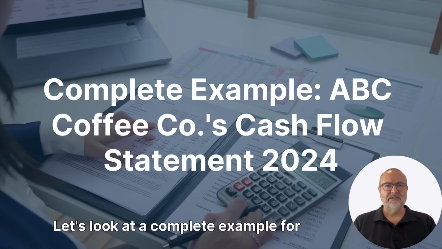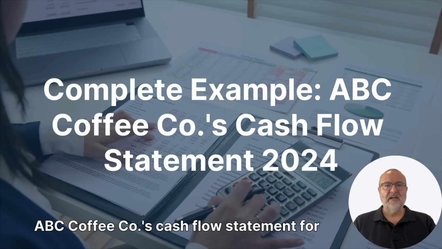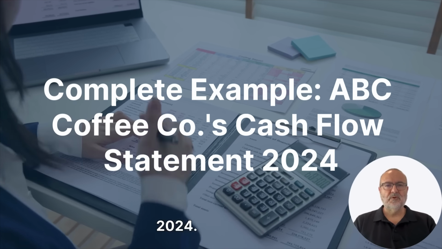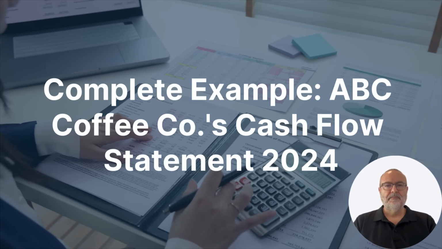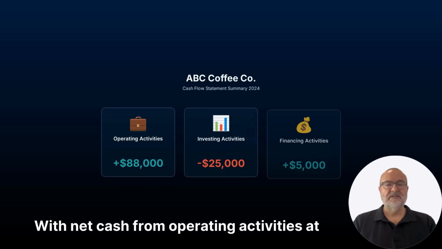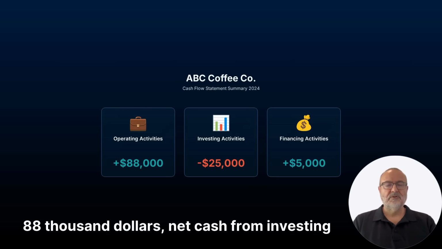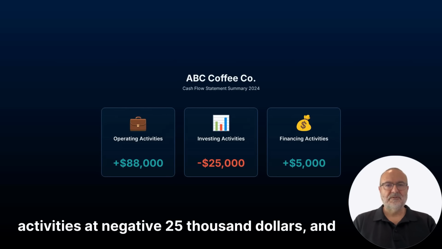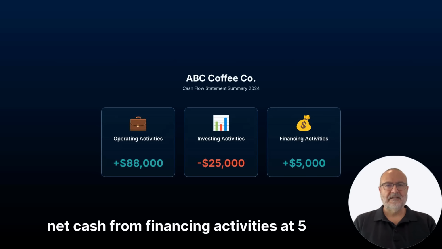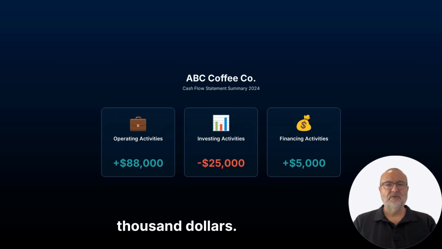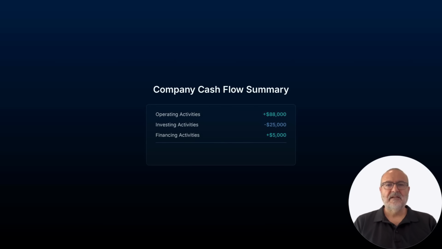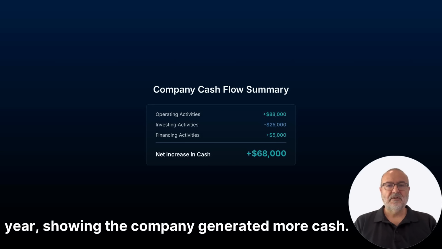Let's look at a complete example for ABC Coffee Co.'s cash flow statement for 2024. With net cash from operating activities at $88,000, net cash from investing activities at negative $25,000, and net cash from financing activities at $5,000, this leads to a net increase in cash of $68,000 for the year, showing the company generated more cash.